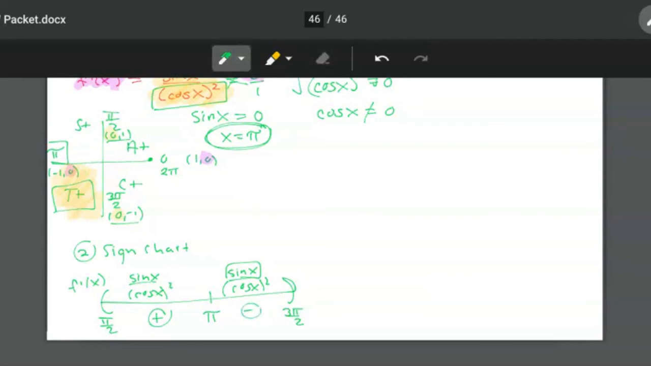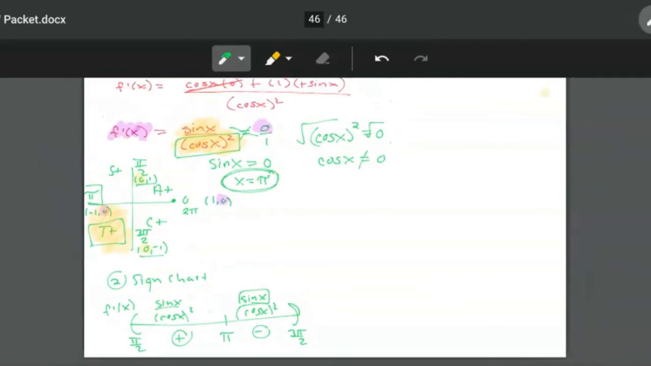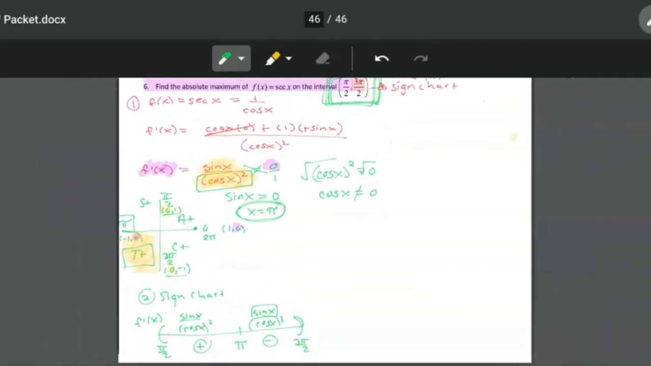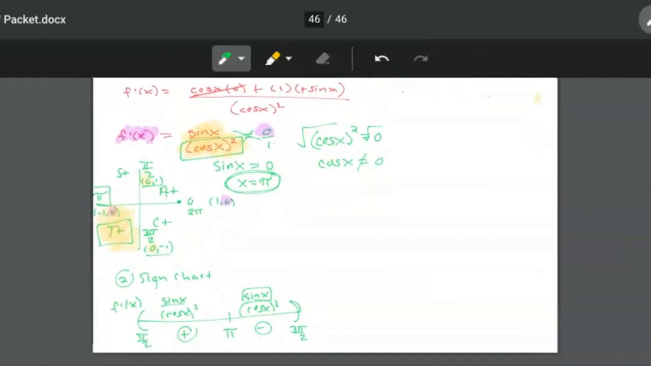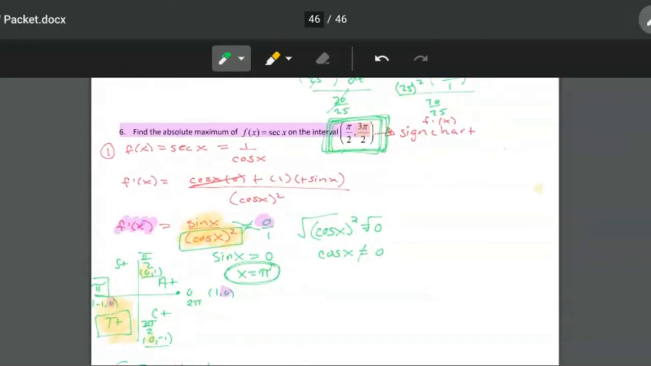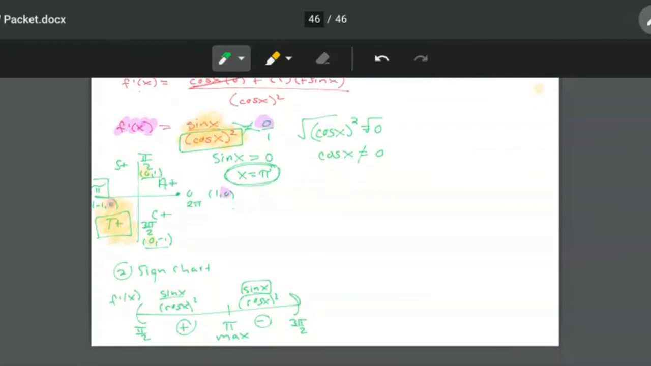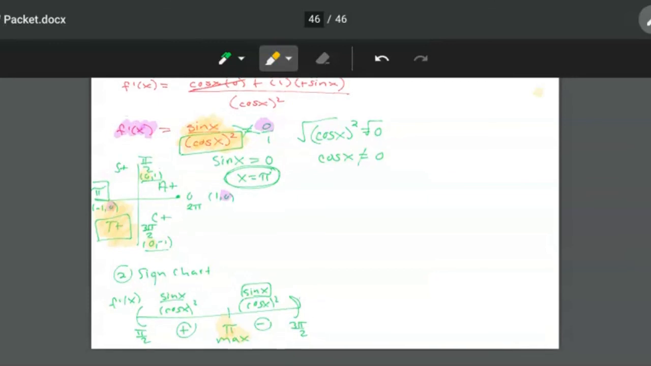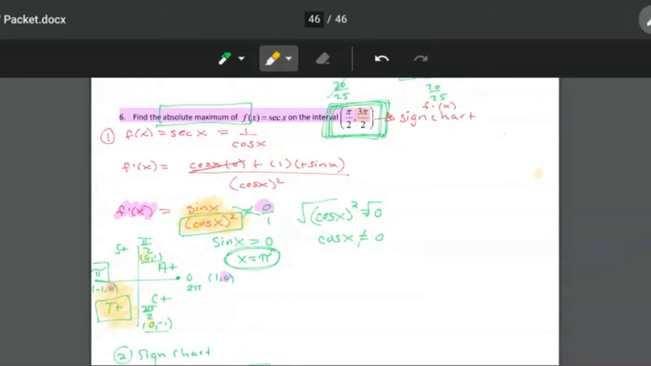All right, so let's look at what our goal was. They wanted us to find the absolute maximum. So maximum is where our derivative changes from positive to negative. The absolute maximum is at pi. All right, notice they said find the absolute maximum. They didn't just say the x value. We have the x value. It's happening at x equals pi. We need to find the y value that goes with it. So you have to plug pi back into our original function.